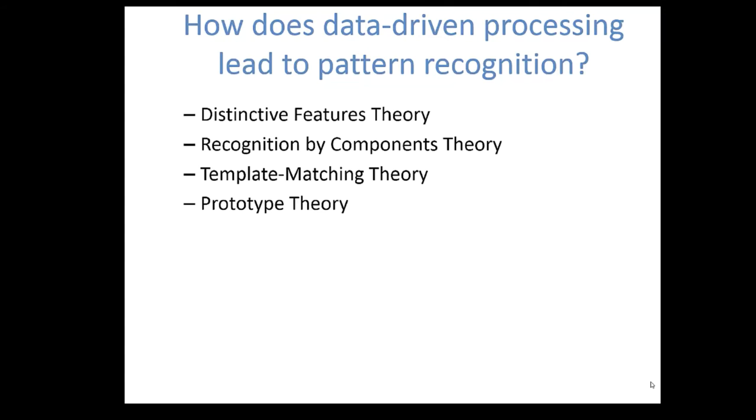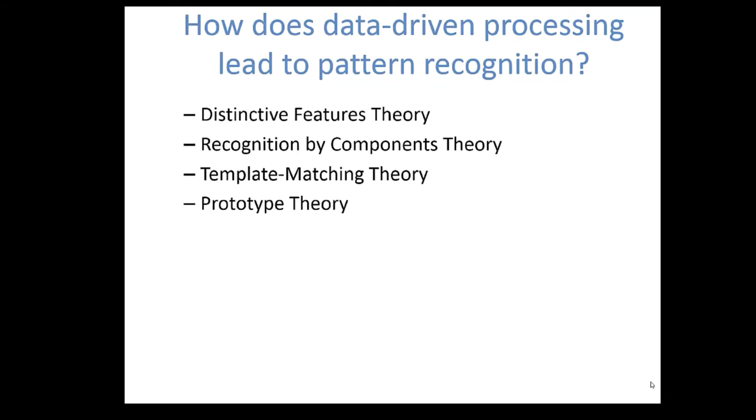Now we're going to look at how data-driven processing can lead to pattern recognition. So essentially we're going to be looking at 4 different theories that help explain how humans can look at something, whether it be a letter, a person, an animal, a building, a car, and recognize it. Know what it is. And so the 4 theories are distinctive features theory, recognition by components theory, we'll call that RBC when the time comes, template matching theory, and prototype theory.